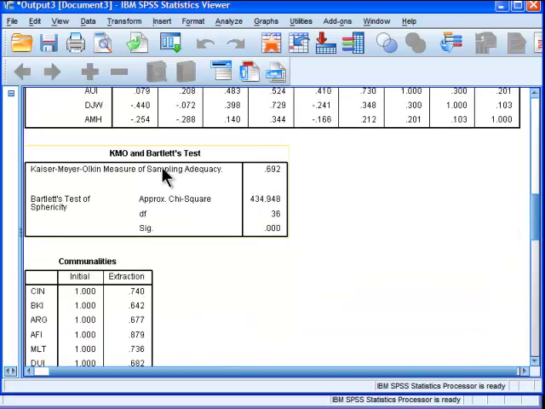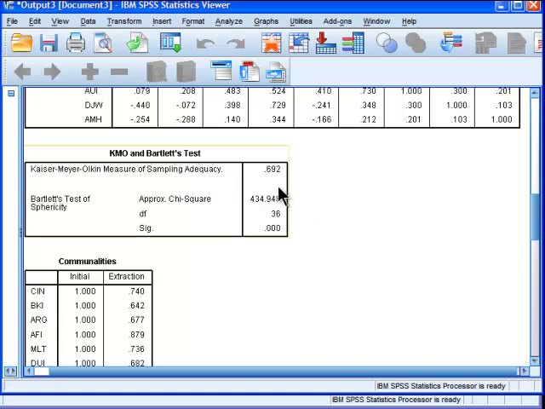KMO and Bartlett's test of sphericity: if there is no justification in performing a data reduction procedure, Bartlett's test will be non-significant. But because in this case it's statistically significant, it's a pretty silly test really, because it's telling us that there's at least one statistically significant correlation in the correlation matrix. So that's not really huge news.